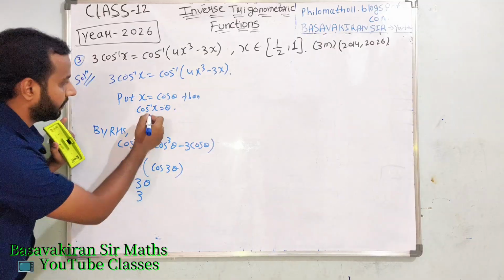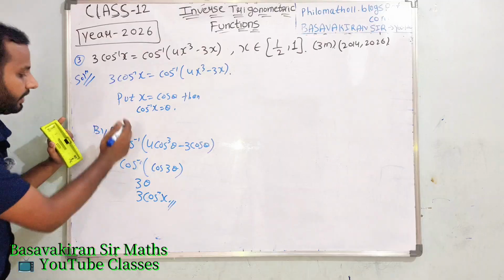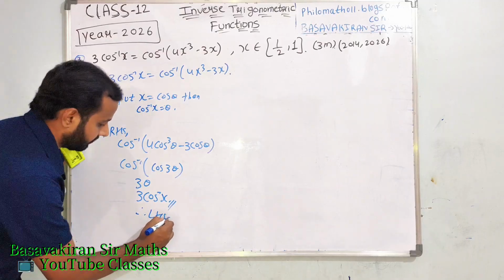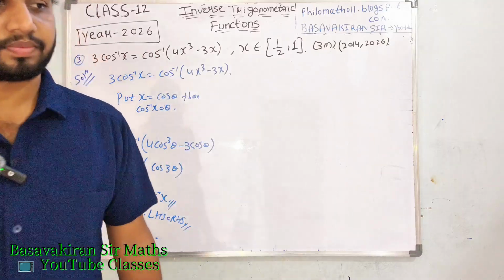We know the theta value: what is theta? Theta is cos inverse of x, so 3 theta is 3 cos inverse of x. Now we get LHS equals RHS. This is the simplest way. Thank you.